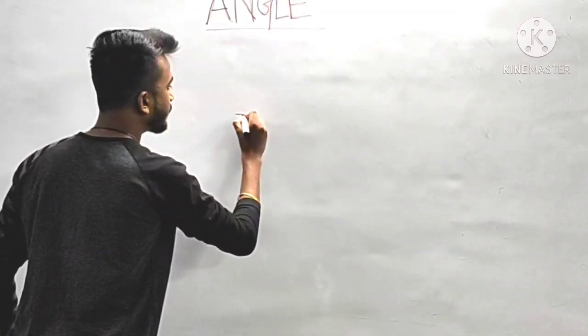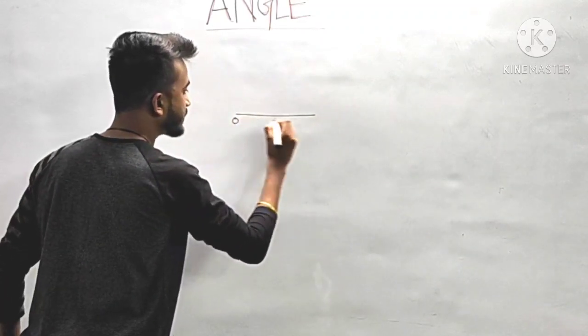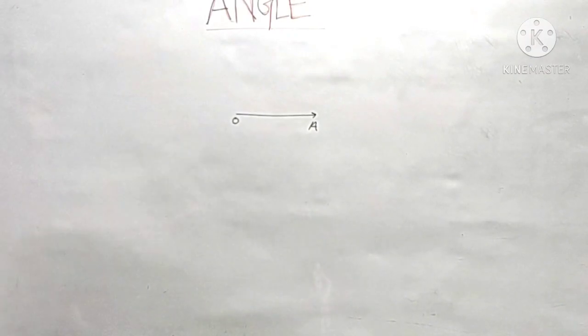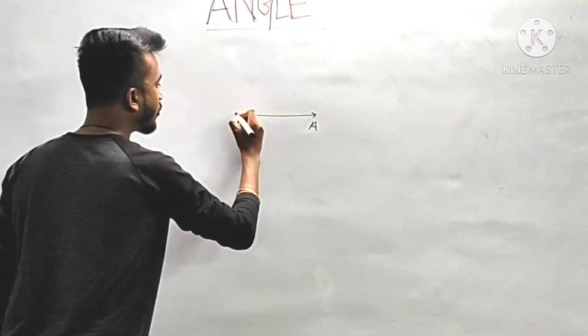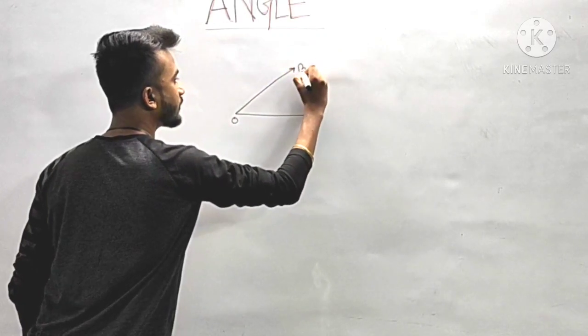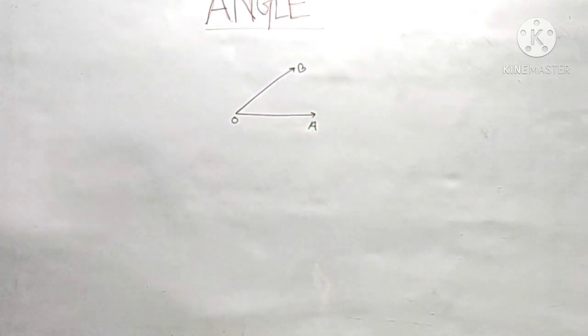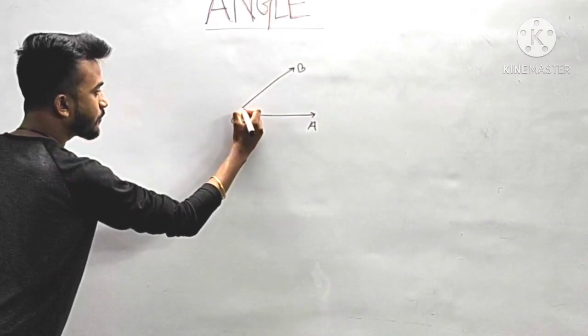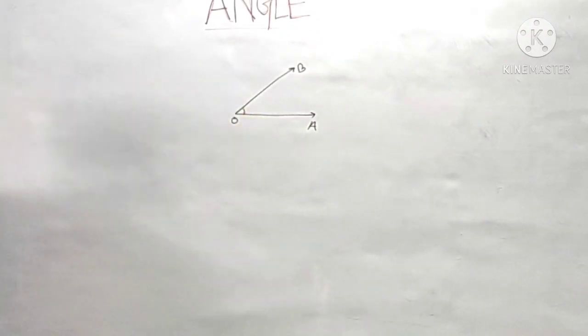Suppose we have a ray OA. Suppose OA is a ray and we are making another ray having a common endpoint O. Suppose I am making OB another ray. Can you see? Now OA and OB form an angle at point O. Have you got this? So BOA now forms an angle.